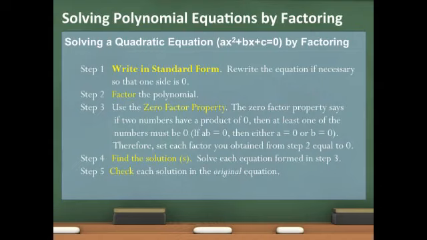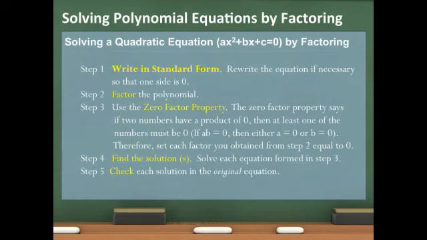Step 3 tells you to apply the zero factor property. This property says if two numbers have a product of 0, then this must mean that at least one of the numbers must be 0. In other words, if a times b equals 0, then either a equals 0 or b equals 0. Therefore, to use this property, you set each factor you obtain from step 2 equal to 0.